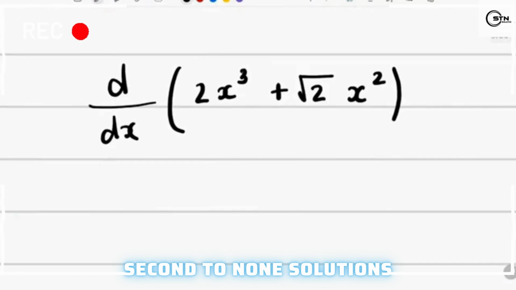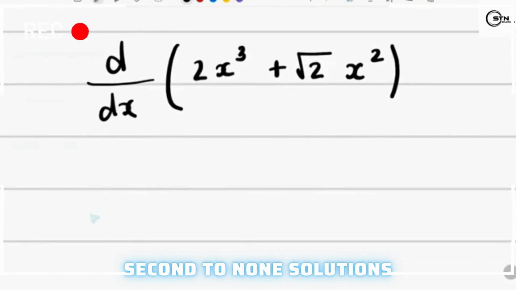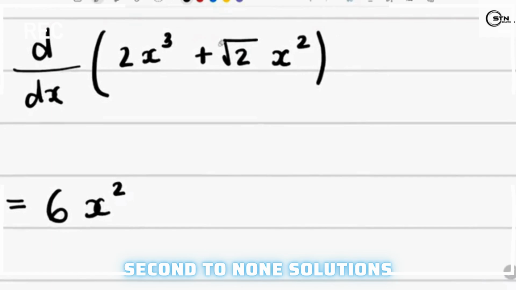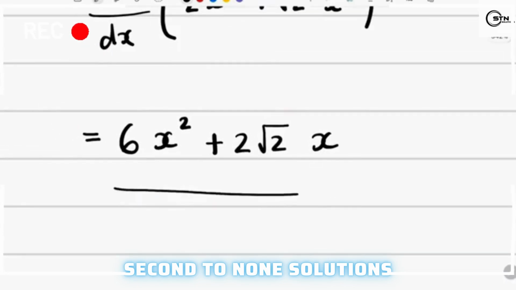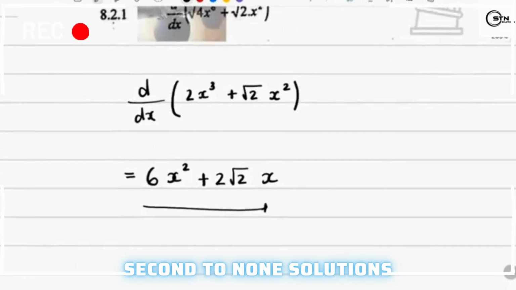Now we are ready to derive, and because we are deriving, I say is equal to, and I go ahead and start deriving. So coefficient times exponent, that gives you 6, and we have x to the power of, subtract the 1 from the exponent, gives you 2. Then here, coefficient, the square root of 2 times exponent gives you positive 2 square root 2. Then x squared minus 1 gives you 1, which we don't have to write, and that is our answer. Okay, so that is our answer there.